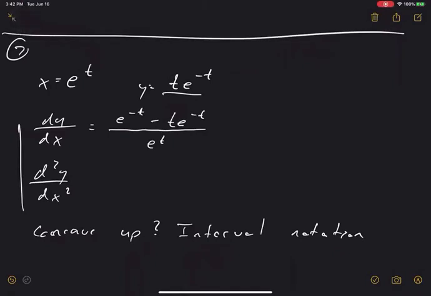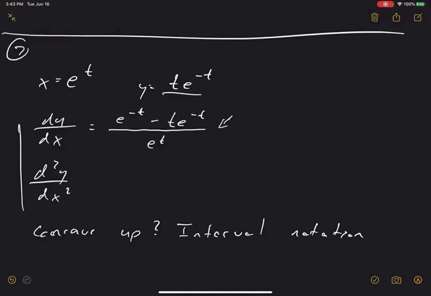But remember how to find the second derivative, this d squared y over dx squared. We've got to differentiate this thing with respect to t, right? And then take that answer and divide it by e to the t. So we divide by the derivative of this thing, dx/dt. So the hard part would be differentiating this piece with respect to t.